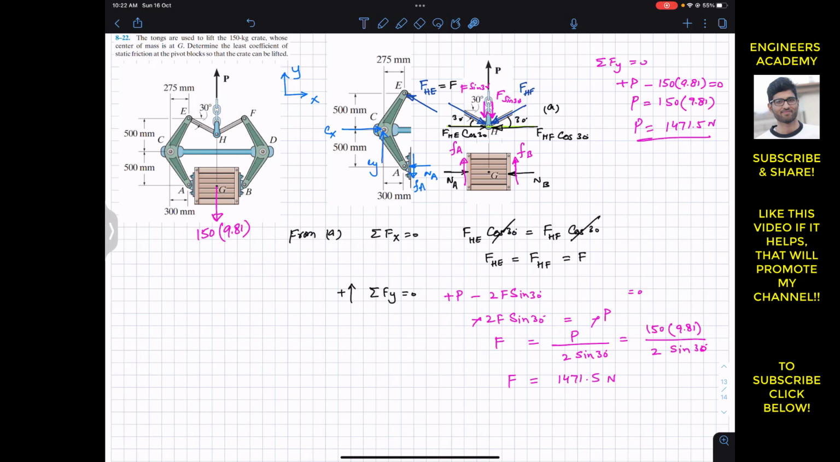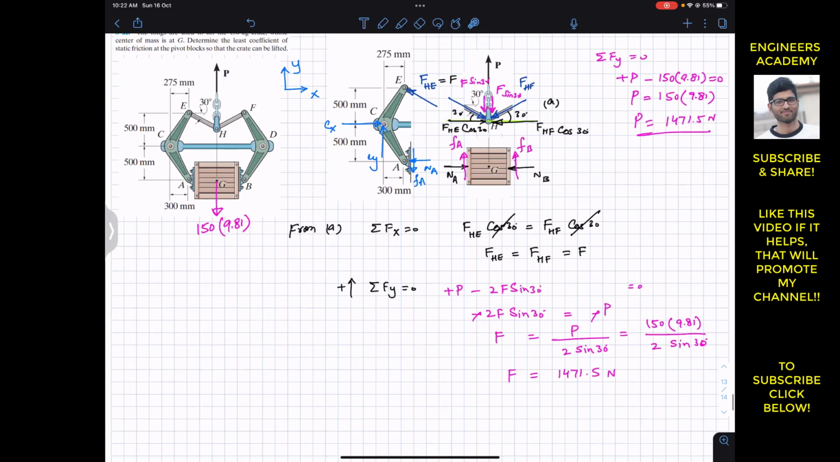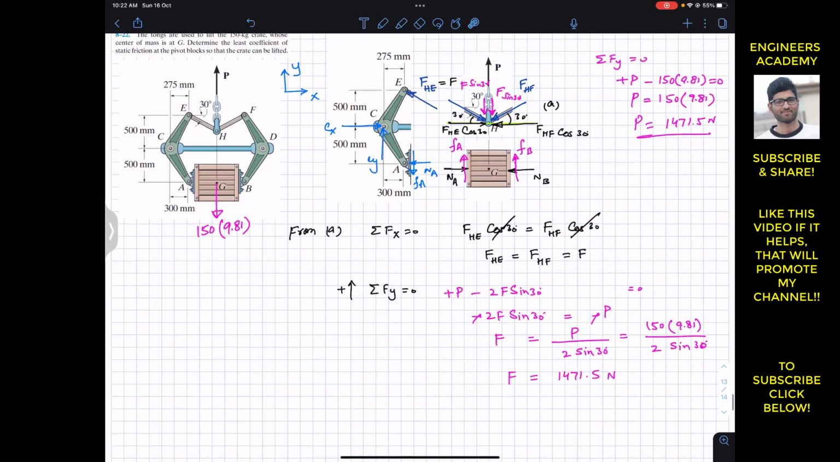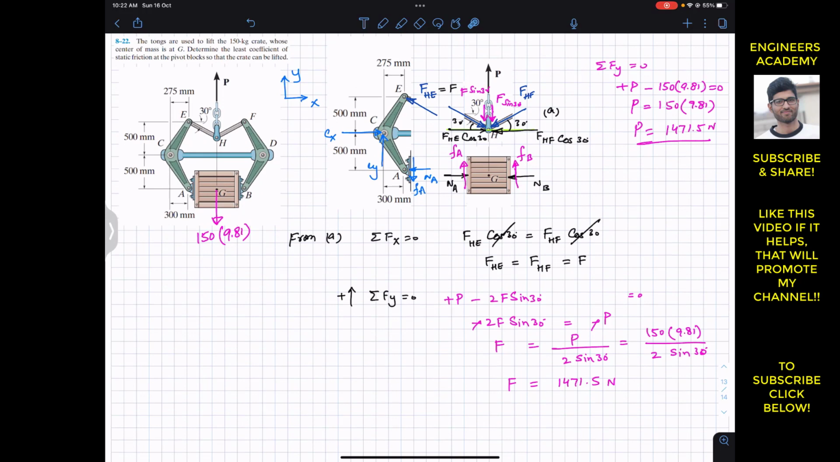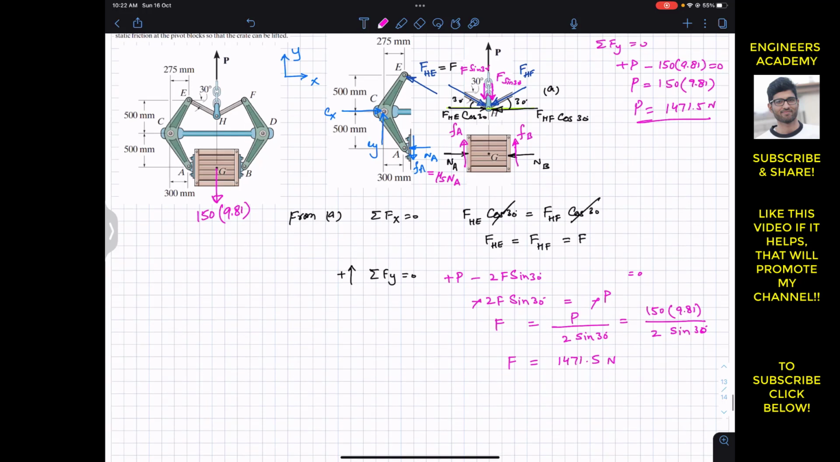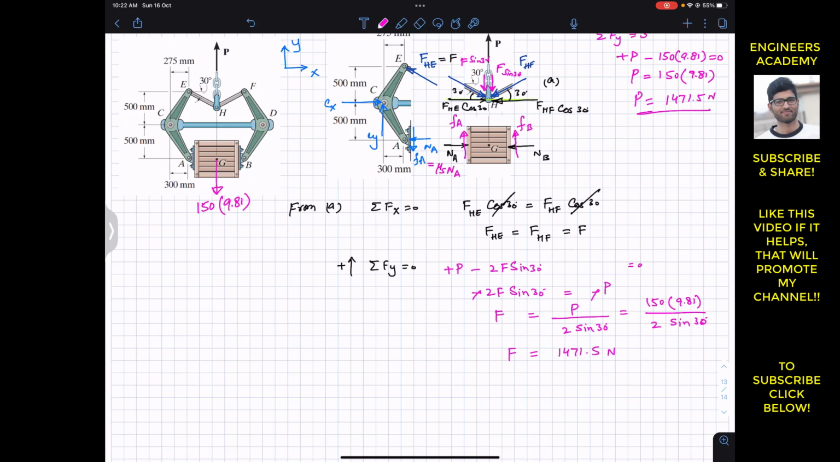So now we know the F force which is applied at this point E. We know the magnitude of this force F, which is again equal to the weight of the crate. After this we are going to consider this ACE arm for further calculation. We are interested to find this NA and this FA. We know that this FA will be equal to mu S, which is required, times NA. So now we are going to consider the ACE arm. Let me write that ACE arm.